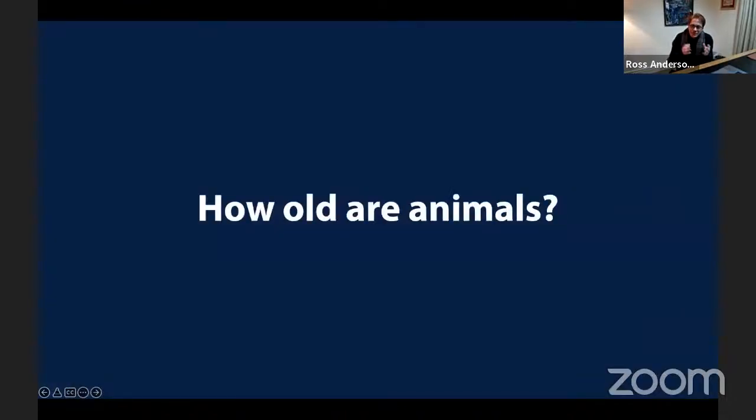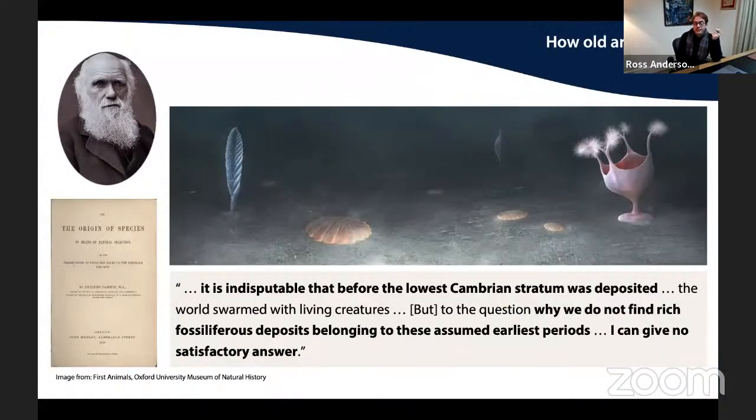Okay. So the question I really want to grapple with today is really fundamental to the history of life on our planet. How old are animals? When did they first evolve? And it's a question that's puzzled scientists for a long time. Darwin famously lamented the lack of fossil evidence with which he could constrain the timing of origin of animal evolution.